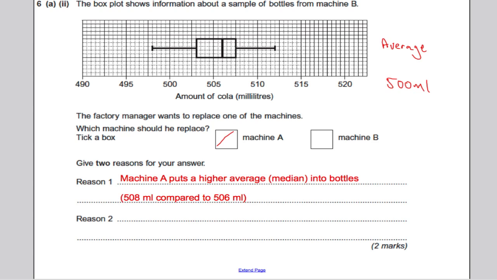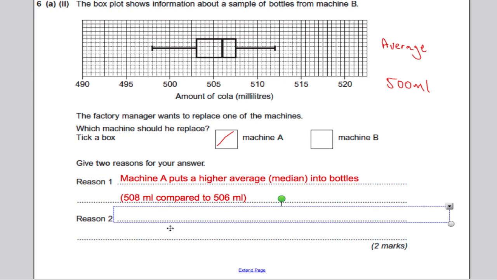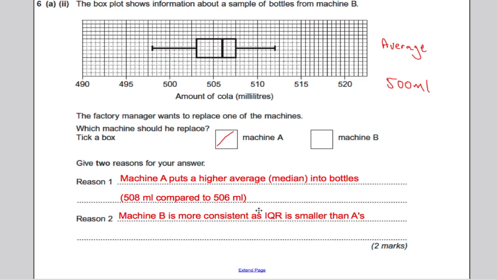Which machine is more consistent at filling the bottles? The consistency is worked out by looking at the interquartile range. If you look at the interquartile range for machine B, we can see that's 506 to 507.5, compared to machine A, which has a far higher interquartile range, you can see, because the box is bigger. So machine B is more consistent. The interquartile range is smaller than A.